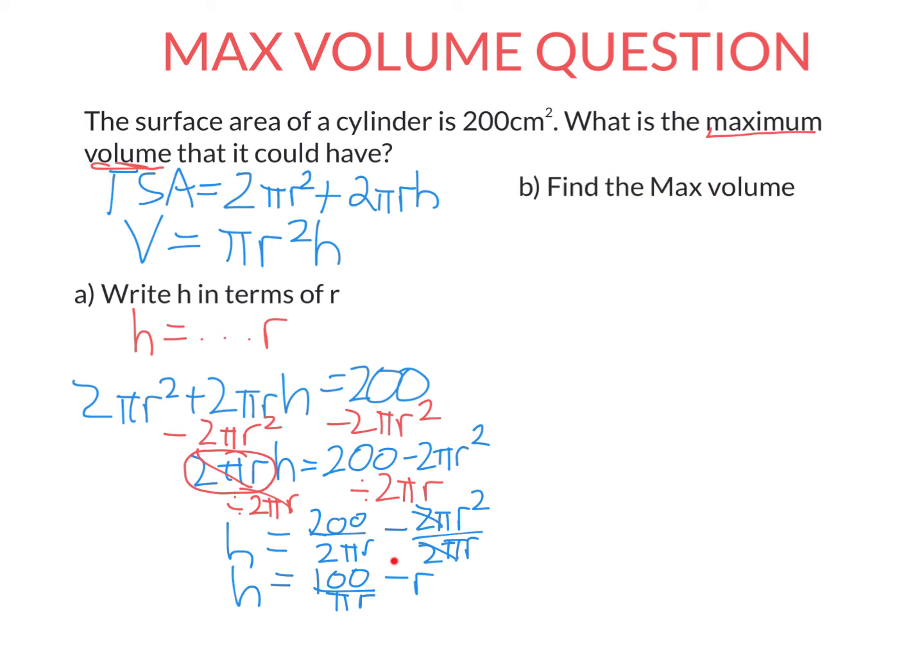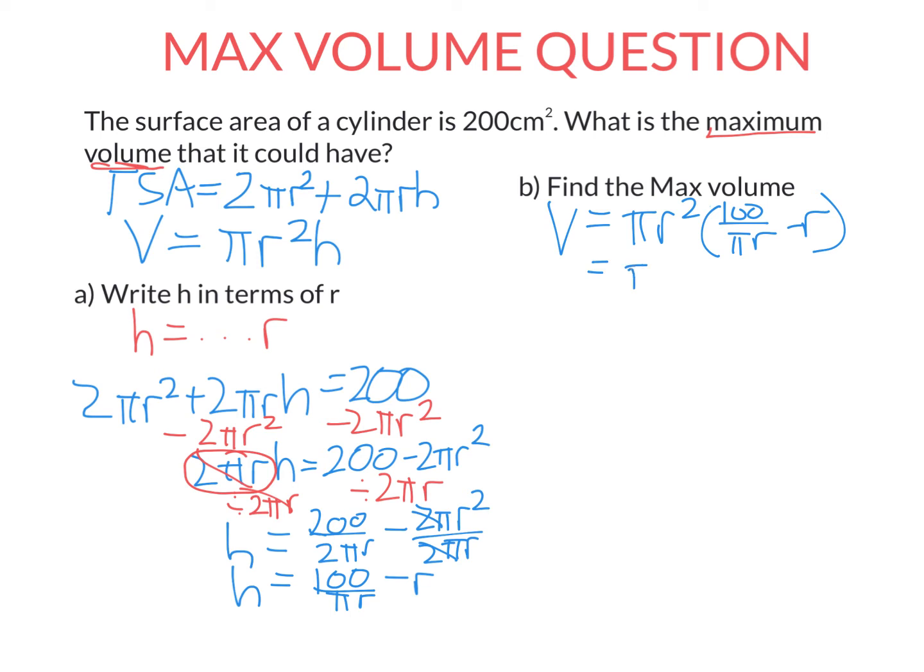So substituting this into my volume equation, I have volume equals pi r squared h, but I just found that I can replace h with the equation at the bottom. I can replace it with 100 over pi r minus r. So we're just going to expand this to make it easier to work with.